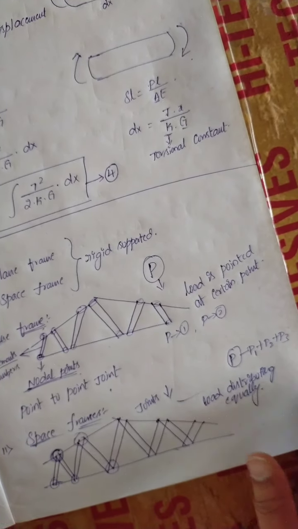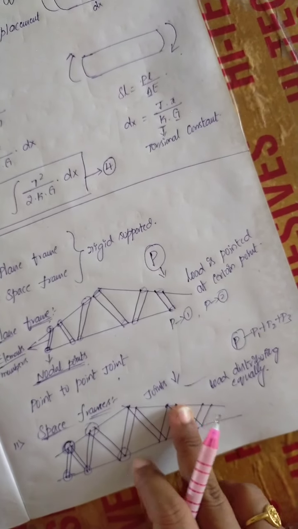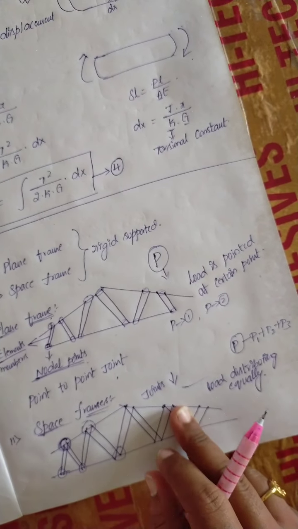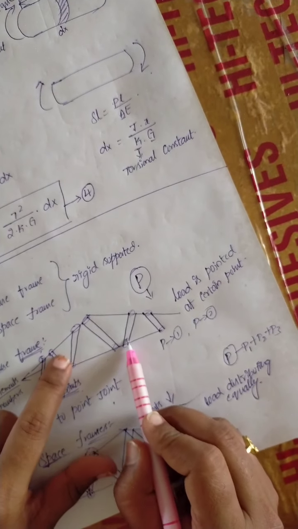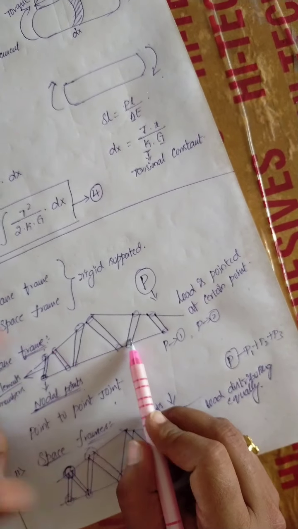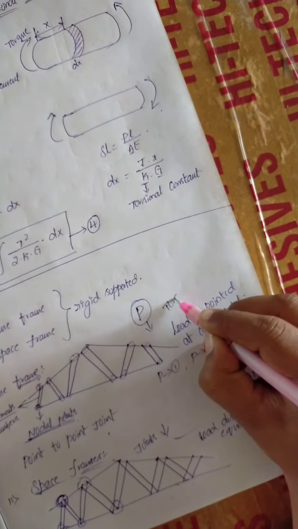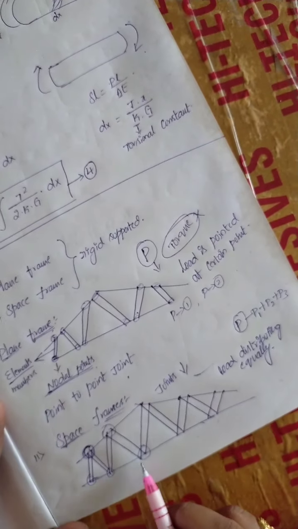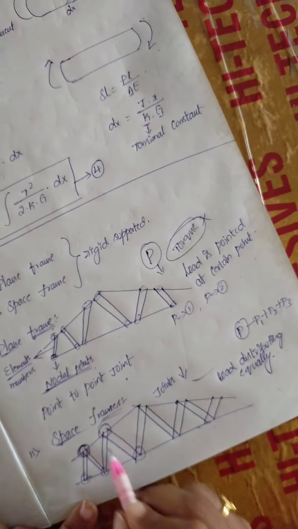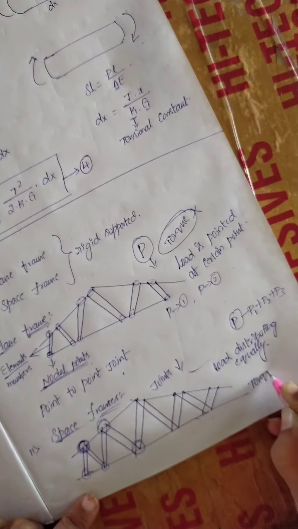Depending upon the type of frame given in the problem, you have to go with the formulas. How the formulas change: here only direct loads will act, because there is no chance to get a torque here. But because of the combination of these points, here we will get a chance of torque.